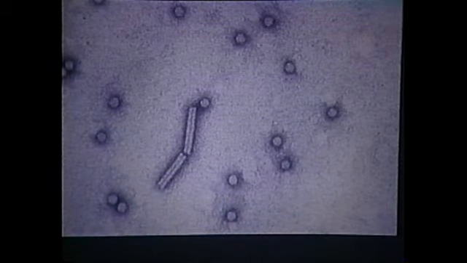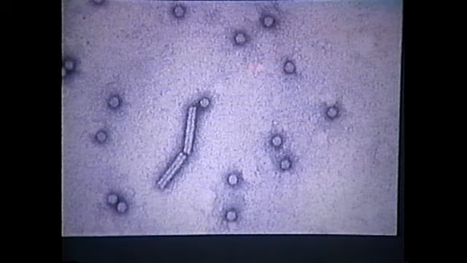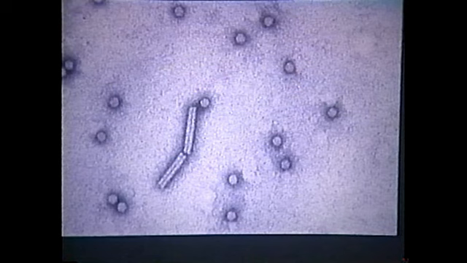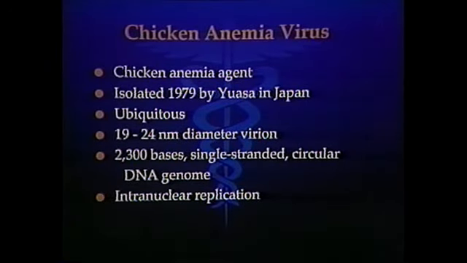This is an example of a typical isolate of circovirus. The virions have an icosahedral capsid, and they're very small. Also present is tobacco mosaic virus as an internal standard. These are silver-spangled Hamburgs to get us interested now in chicken anemia virus.